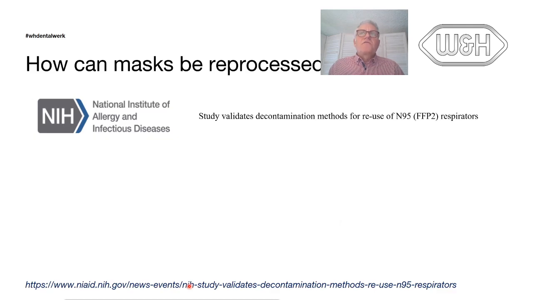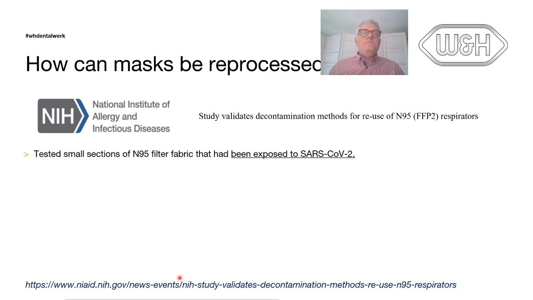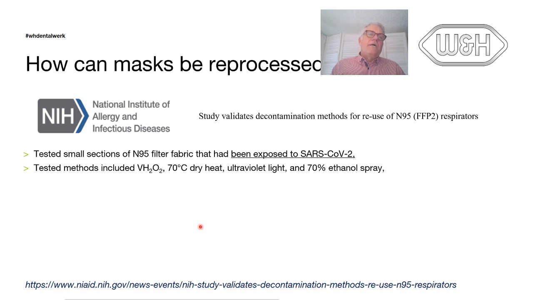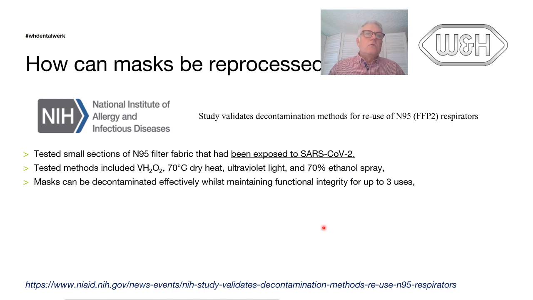Some words from the US. Interesting here, they really tested in real conditions. Fabric, pieces of mask which had been exposed to this coronavirus. They tried hydrogen peroxide, dry heat at 70 degrees, ultraviolet, and 70% ethanol spray. Again, I will come back to this very shortly, just to show you who tested and how they tested.